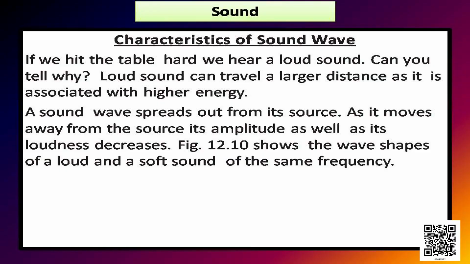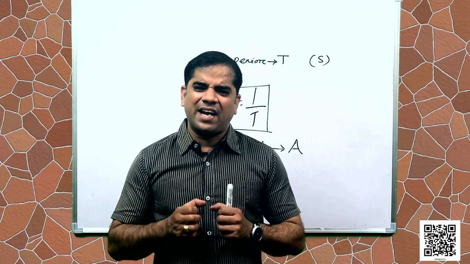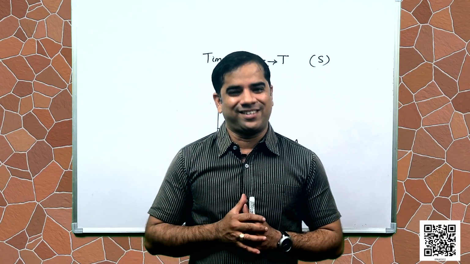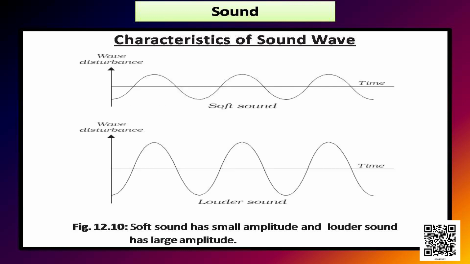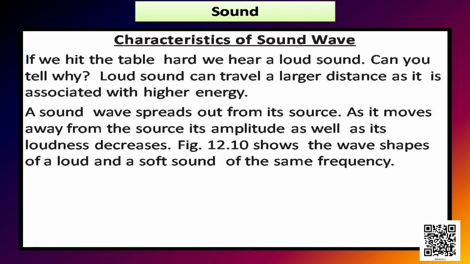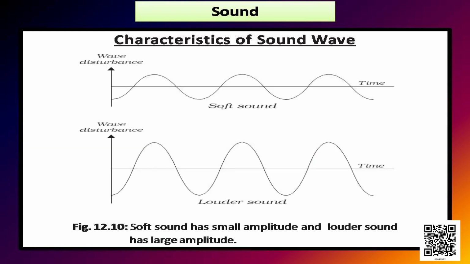Loud sound can travel a larger distance as it is associated with higher energy. When the sound gets more energy, it travels more distance. A sound wave spreads out from its source. As it moves away from the source, its amplitude as well as its loudness decreases. Figure 12.10 shows the wave shapes of a loud and a soft sound of the same frequency. Students, you can go through the diagrams.